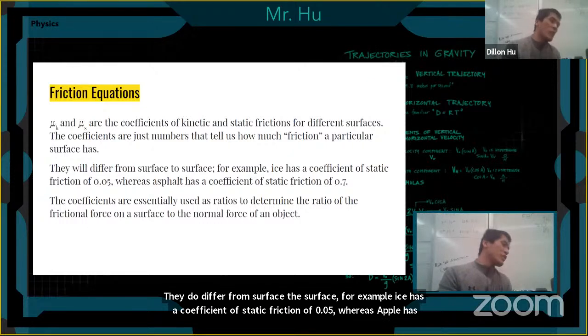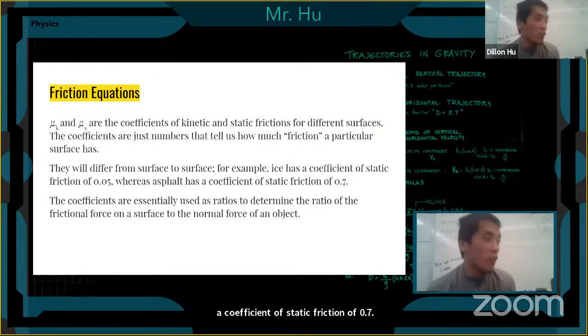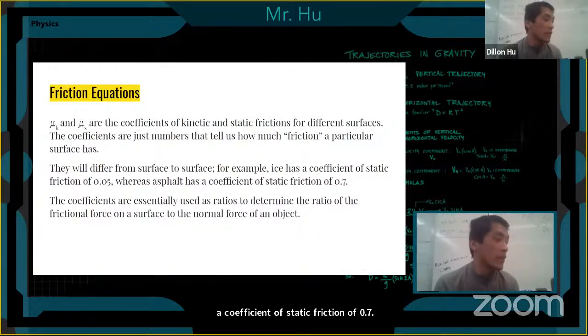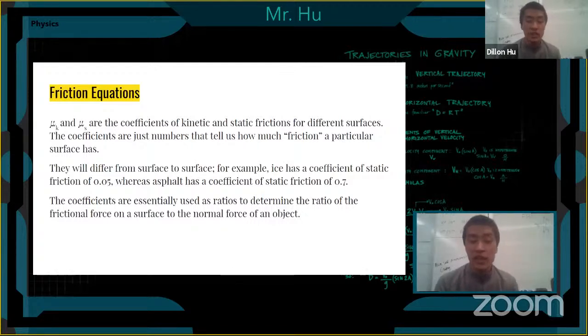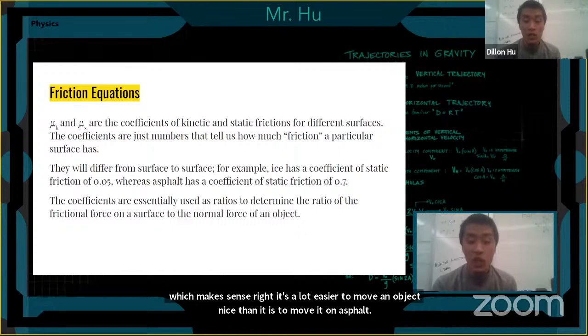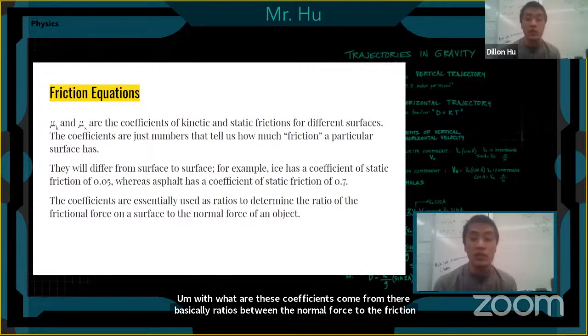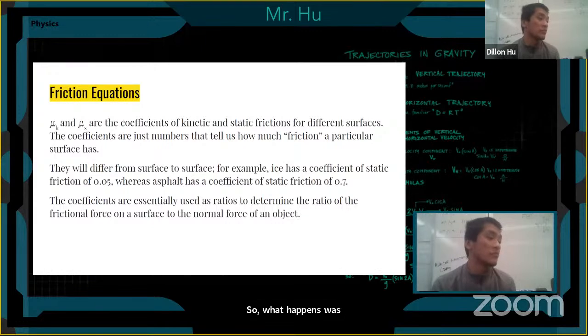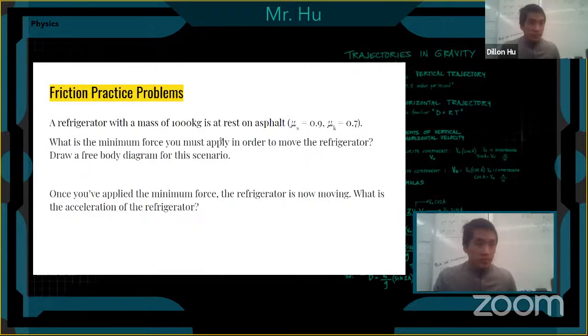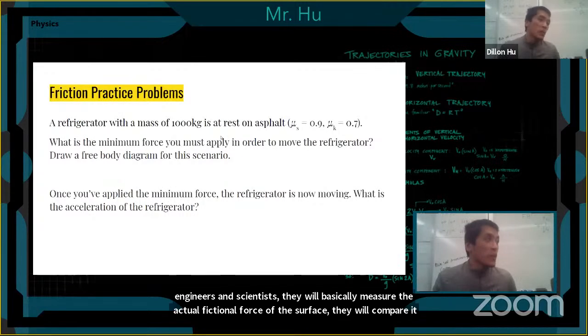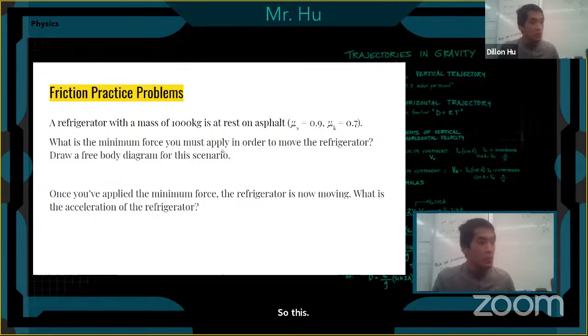Where do these coefficients come from? They're basically ratios between the normal force and the frictional force of an object. Engineers and scientists will measure the actual frictional force of a surface and compare it to the normal force on the object, and that ratio is how you determine the coefficient of friction. So that is pretty much how friction works.